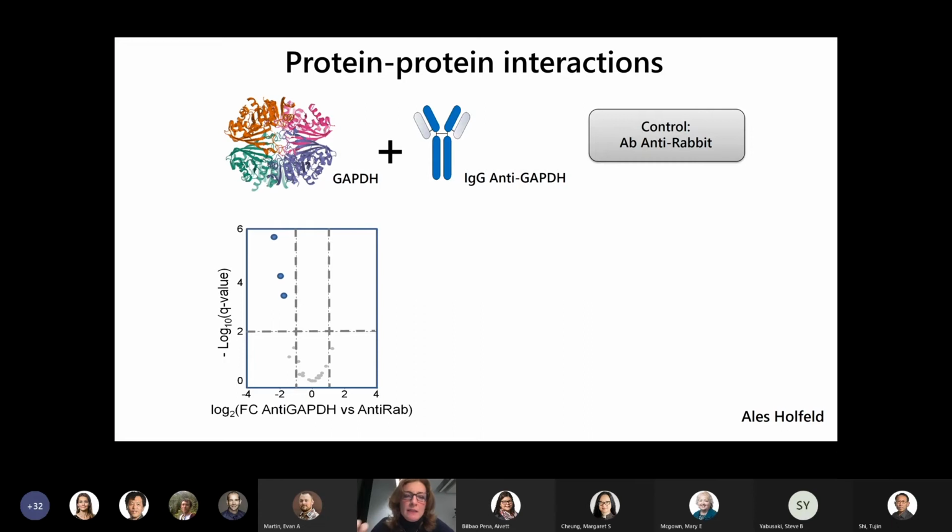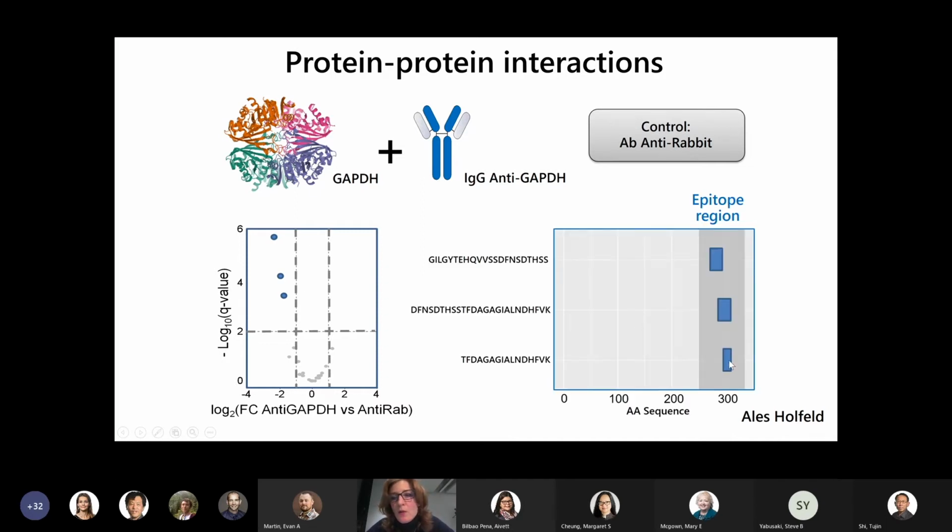So when we added this antibody to GAPDH, only 3 peptides out of the big structure of GAPDH changed, and these 3 peptides were all located at the known epitope region of GAPDH, suggesting that indeed, like for small molecules, we can capture the binding site. And I have to say, I even have the impression that for proteins it works better than for small molecules, simply because the interaction surface is larger, so you have a better chance to detect peptides right there.